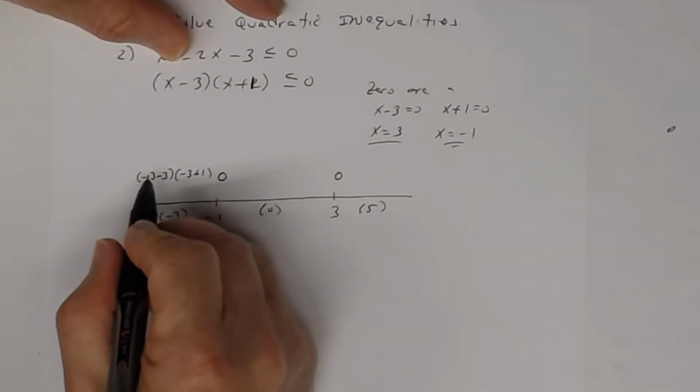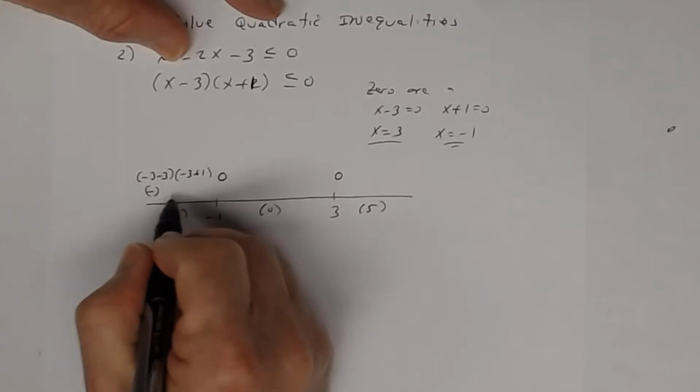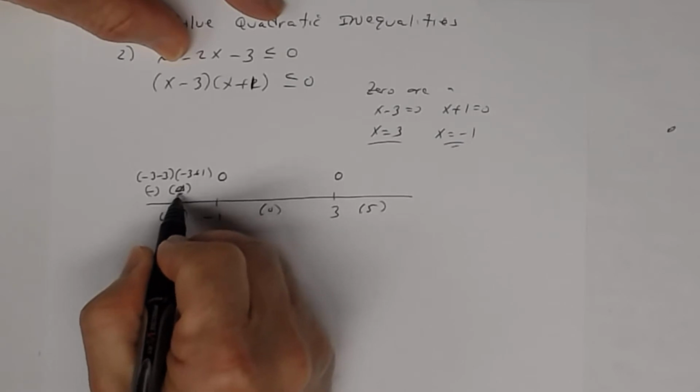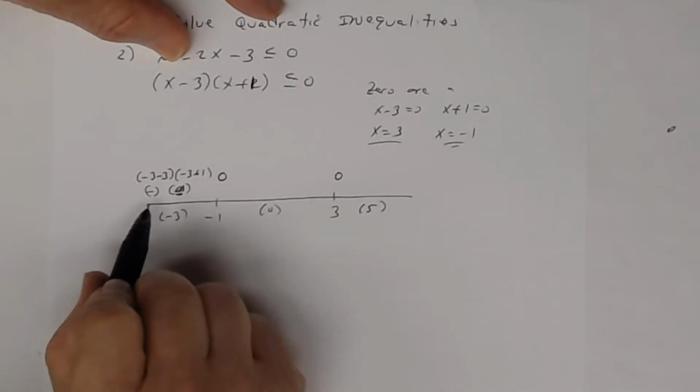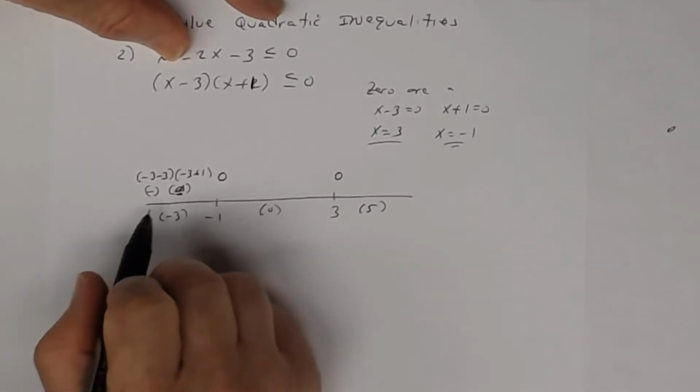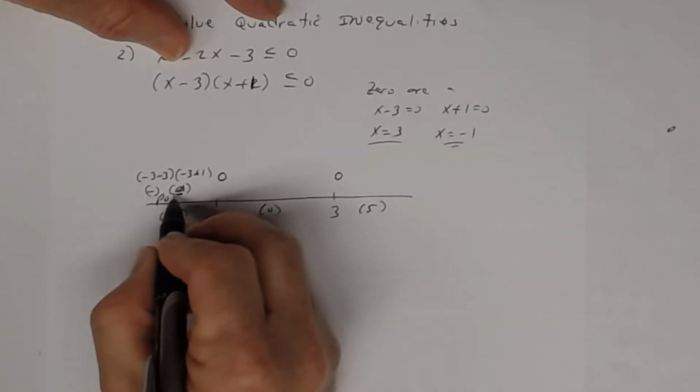Well, -3 minus 3 is a negative. -3 plus 1 is also a negative, because that's -2. And a negative times a negative is a positive.